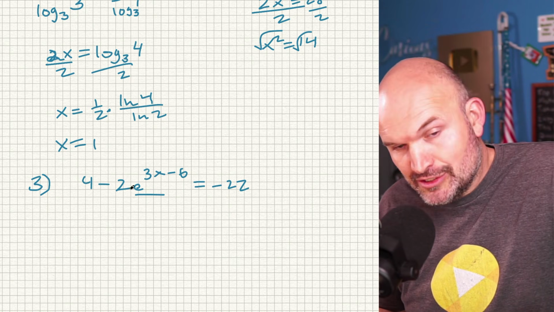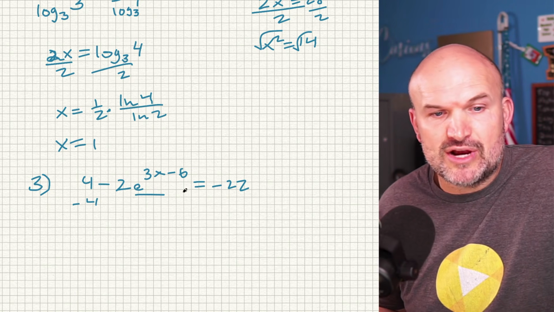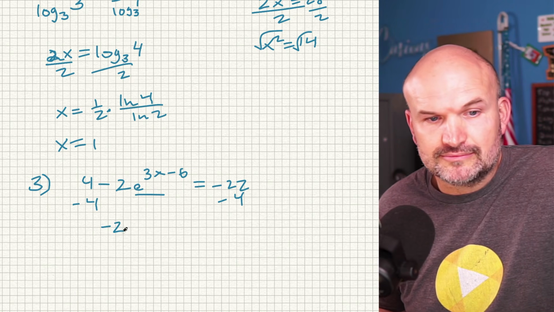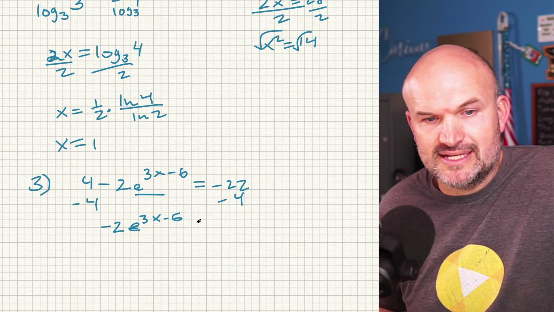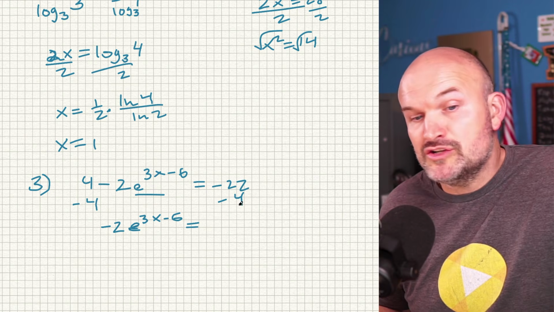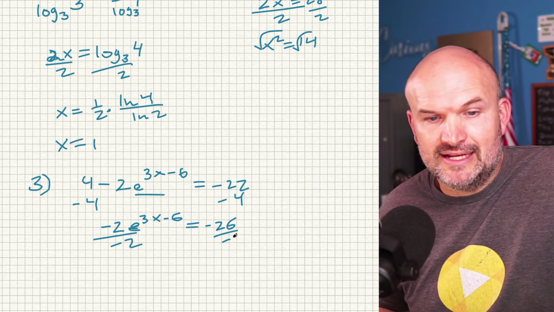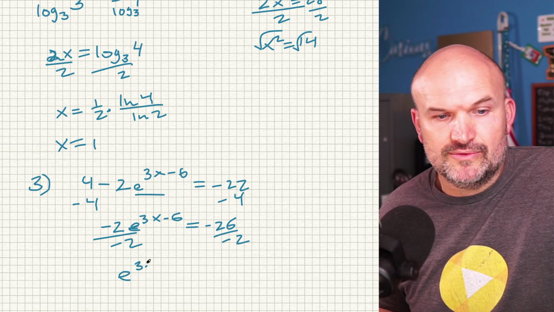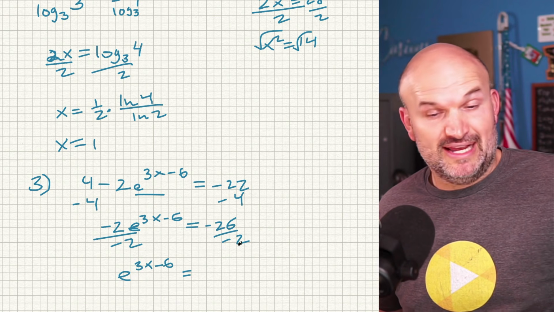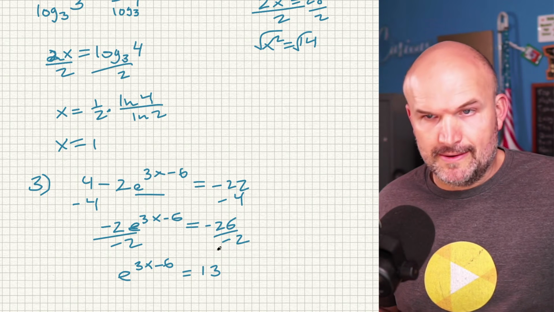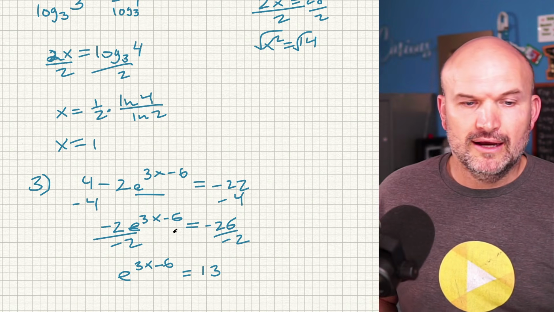All right, so we don't add 2. This is actually a 2 times that, right? And it's a negative 2 times that. So I'm going to subtract a 4 on both sides. I get a negative 2 e to the 3x minus 6 is equal to, you owe me $22, you borrow 4 more, that's a negative 26. Now I'll divide by a negative 2, and I get an e to the 3x minus 6 is going to equal, now negative divided by negative is a positive, so that's going to be a positive 13. Okay, so now I have e to the 3x minus 6 is equal to 13.